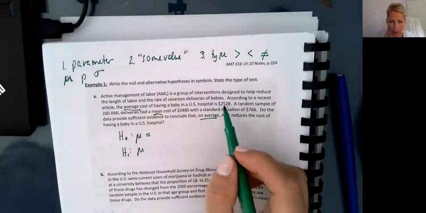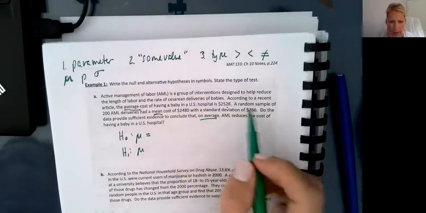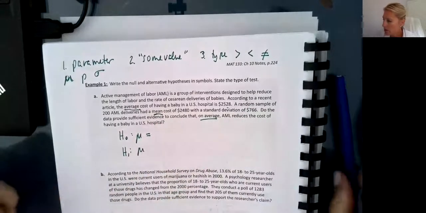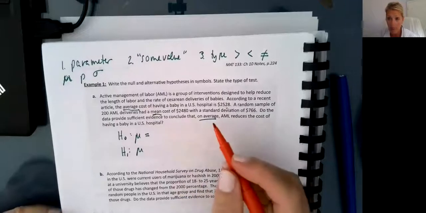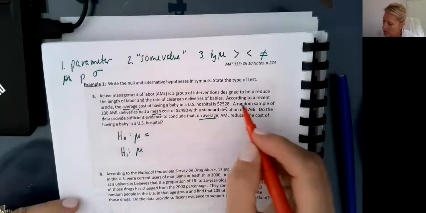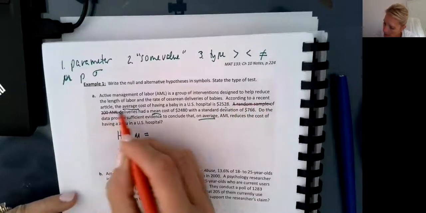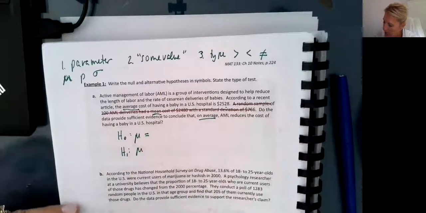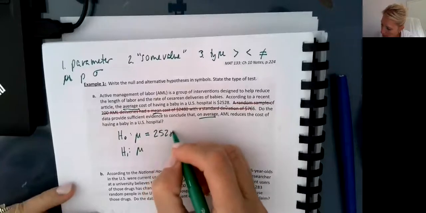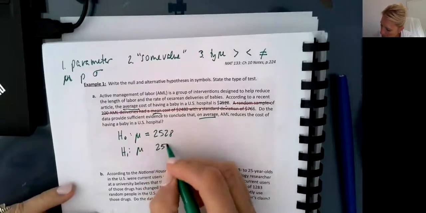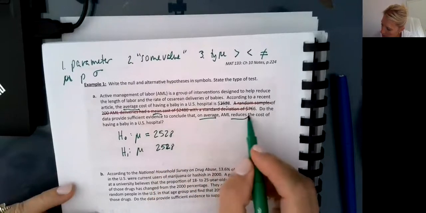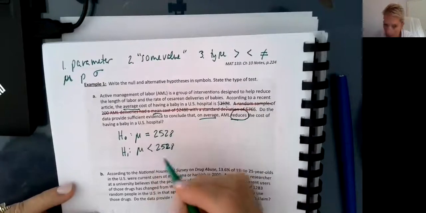Well, they gave us 2 means, 2,528, and then they also said a random sample, and they had an average mean cost of $2,480. Well, I can tell you right now, as soon as they start talking about a sample, that's their evidence. And we're not going to deal with that until steps 3, 4, and 5 in the hypothesis test. So you can automatically take the random sample and just delete that because that is just evidence. We don't need that yet. So we're talking about the 2,528. And it says reduces. They believe that it reduces the cost. So that is going to be a less than.